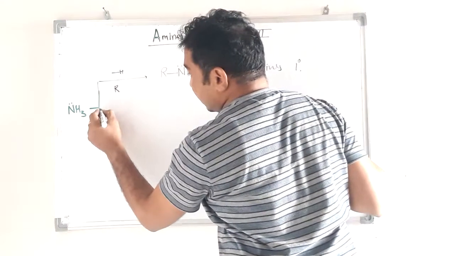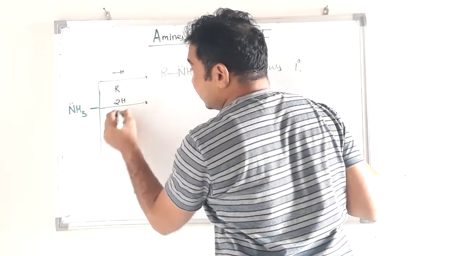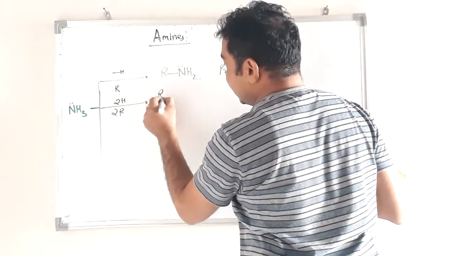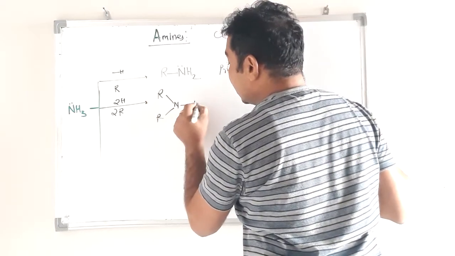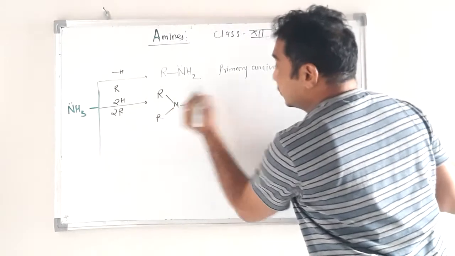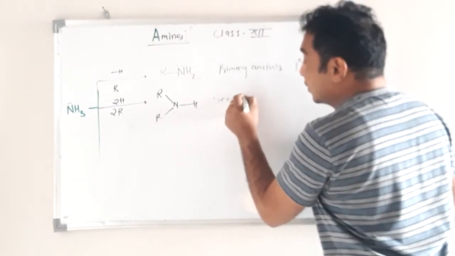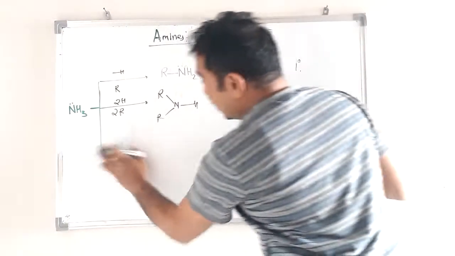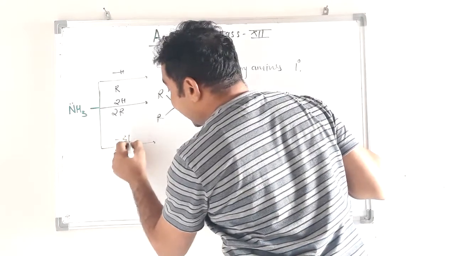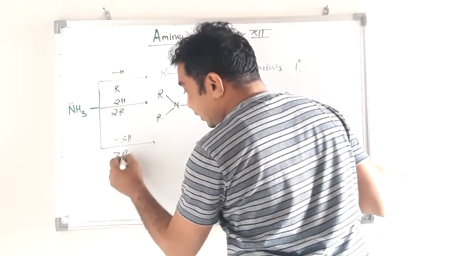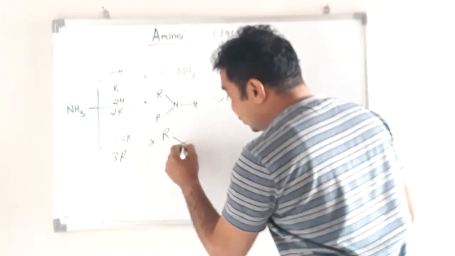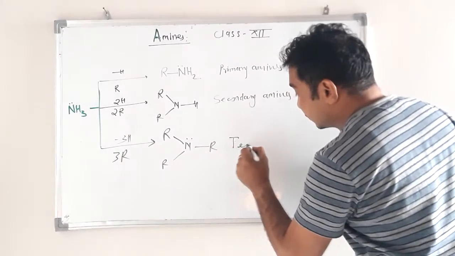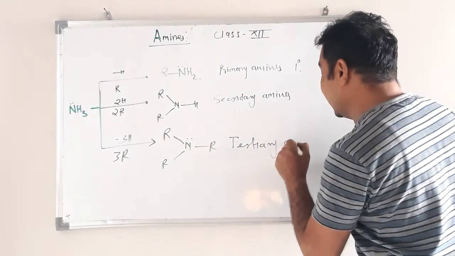Okay, if I replace two hydrogen atoms by two R groups, R may be same or may not be same, then the resulting compound is like this. These two R may be same or may not be same. Then that is called secondary amines. And if I replace all three hydrogen atoms attached to nitrogen by three alkyl groups, same or different, then the resulting compound is like this, R attached to nitrogen. That is called tertiary amines.